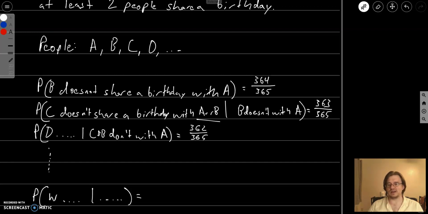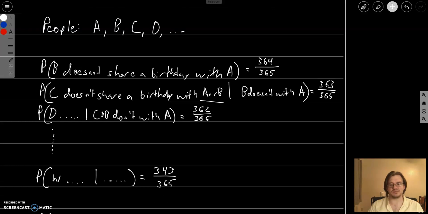And we keep going until the last one, and I believe it'll be 343 out of 365, going through the same process. So the probability that W doesn't share a birthday with, singing your alphabet song, given that none of the previous letters share a birthday with one another. Well, there's 22 days gone, so this is the probability that W doesn't share a birthday with any of them.